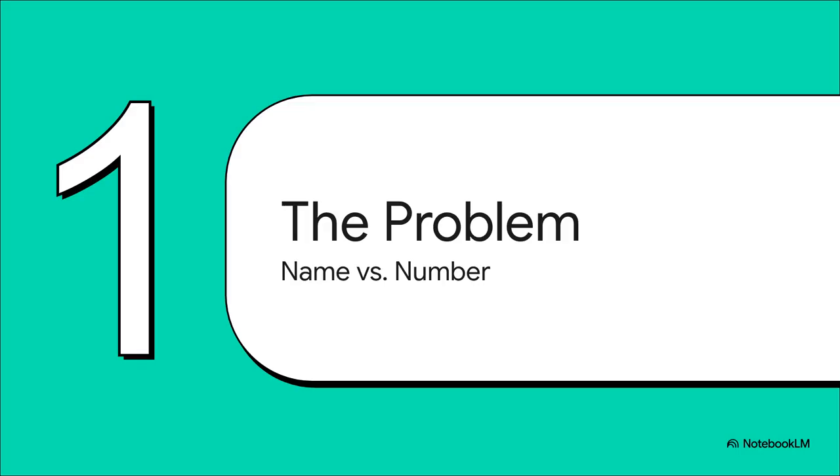And that right there, that translation from a simple name to a super specific numerical address, that's one of the biggest challenges the early internet had to solve to even be usable for regular people. The solution? A system we call DNS.